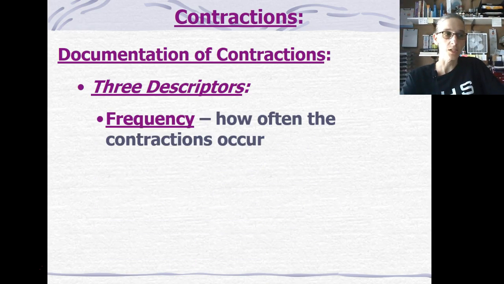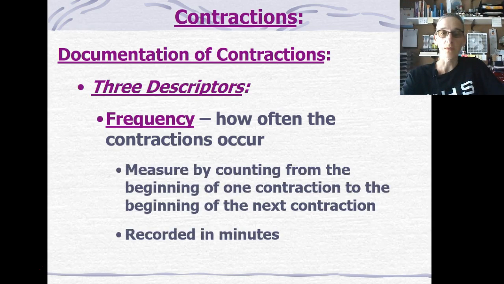Frequency is how often the contraction occurs. We measure frequency by counting from the beginning of one contraction to the beginning of the next contraction. And that's really important. It's not from the beginning of one to the end of one. It's not from the beginning of one to the acme of one. It's from the beginning of one contraction to the beginning of the next contraction. That's how frequent your contractions are happening. It is recorded in minutes.